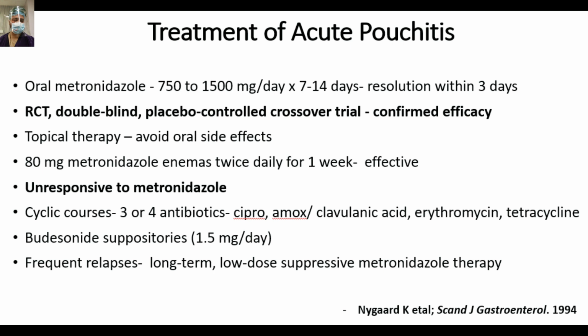Metronidazole in the dose of 750 to 1500 milligram per day for 1 to 2 weeks basically induces remission within 3 days, and the efficacy has been confirmed in a double-blind placebo-controlled crossover RCT. Another route can be topical therapy, which avoids the oral side effects, in which we use 80 milligram metronidazole enemas twice daily for 1 week. If the patient is unresponsive to metronidazole, then cyclic courses of 3 to 4 antibiotics in combination, such as ciprofloxacin, amoxicillin, erythromycin, and tetracycline, or another alternative can be budesonide suppository, 1.5 milligram per day. And if there is frequent relapse, then we have to maintain this patient on long-term low-dose suppressive metronidazole therapy.